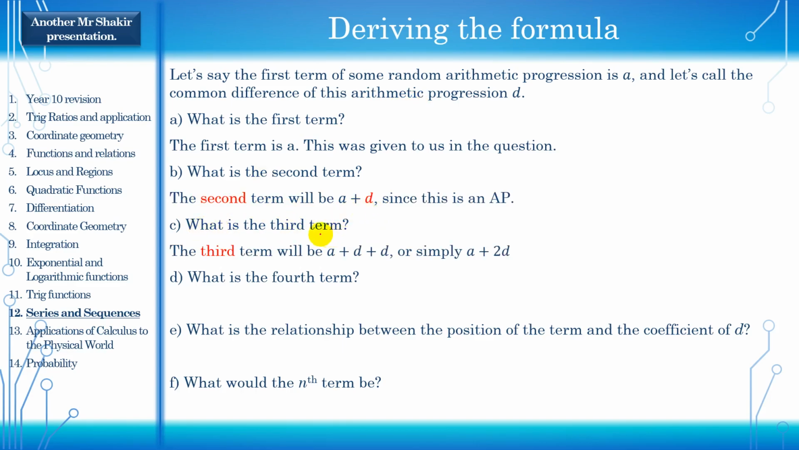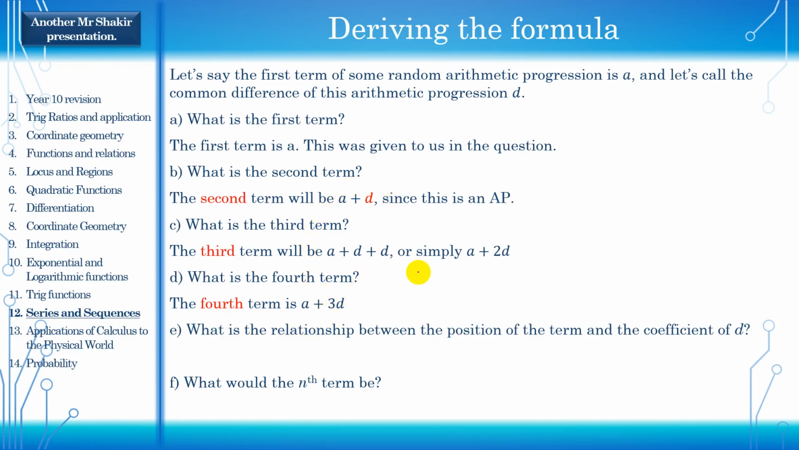And what is the third term? Well, the third term will be A plus D, which was the second term, plus another D. And we can just simply write this as A plus 2D, because D plus D is 2D. So A plus 2D. Now I want you to note that the third term has 2D. The fourth term will be A plus 2D plus D, which is A plus 3D. The fourth term has 3D. So my question is, what is the relationship between the position of the term and the coefficient of D? So if it's the fourth term, what will be the number next to D?